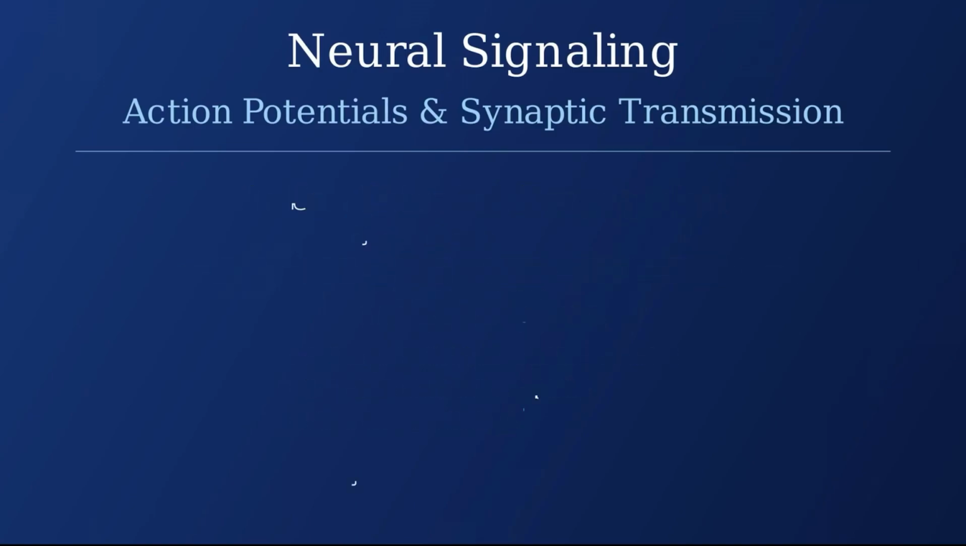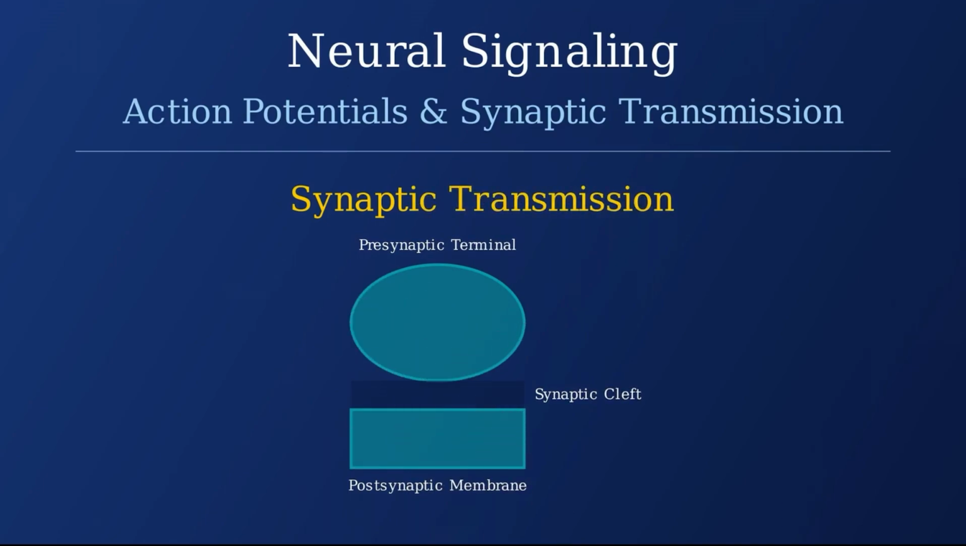At synapses, electrical signals are converted to chemical signals through a process called synaptic transmission. When an action potential reaches the presynaptic terminal, calcium channels open, allowing calcium ions to flow in. This calcium influx triggers vesicles containing neurotransmitters to fuse with the membrane and release their contents into the synaptic cleft.